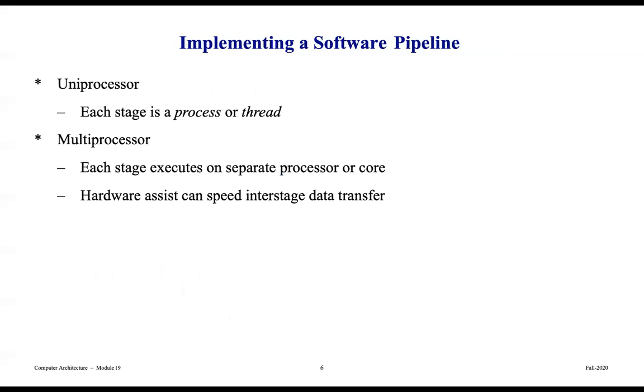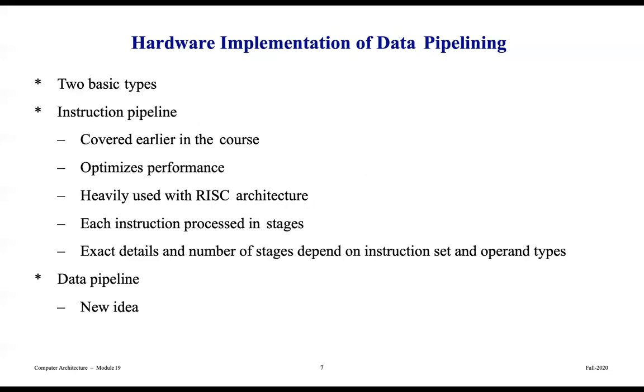So what about implementation of a software pipeline? For a uniprocessor, each stage is a process or thread. For multiprocessors, each stage executes on one separate processor or core, and hardware assist can speed interstage data transfer. What about hardware implementation of data pipelines? There are 2 basic types: you can have an instruction pipeline or a data pipeline.